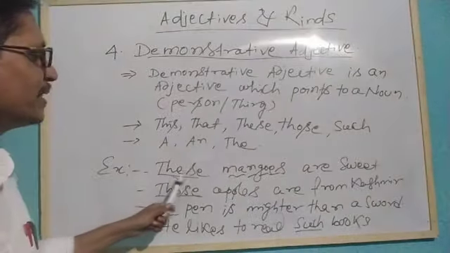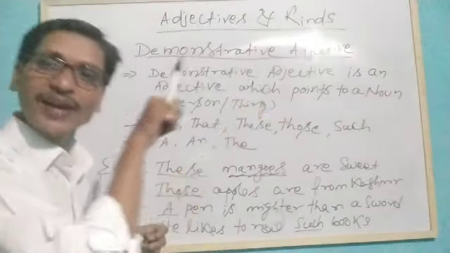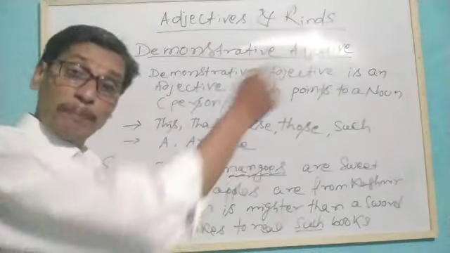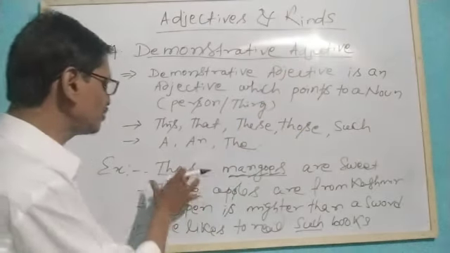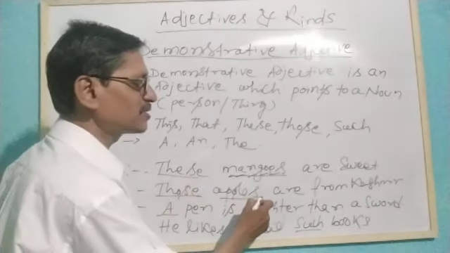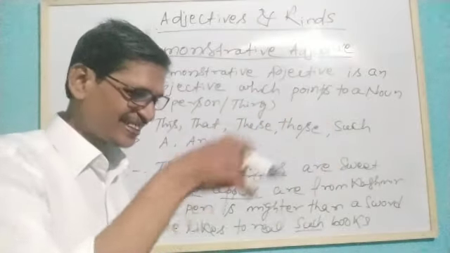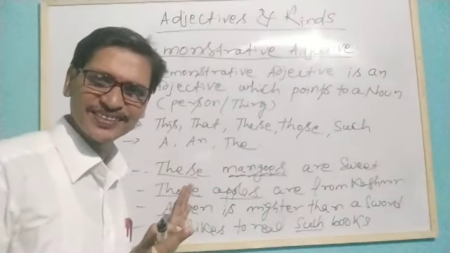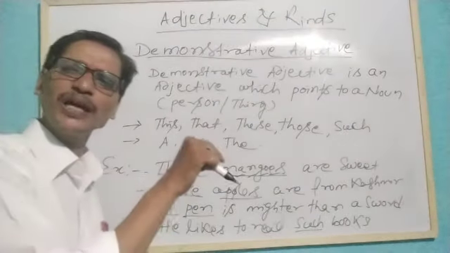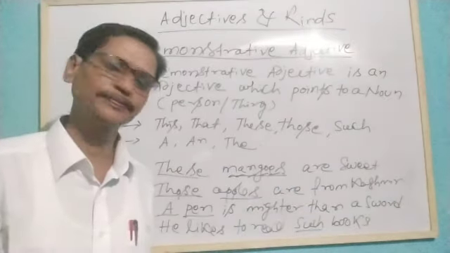Just see. These mangoes, here is the noun. It points, these mangoes are sweet. Similarly, those apples. You see, these and those are used for plural subjects. Okay? So, those apples are from Kashmir. These mangoes are very sweet. Okay? Similarly, the pen, that means we are pointing out that the pen is mightier than the sword.